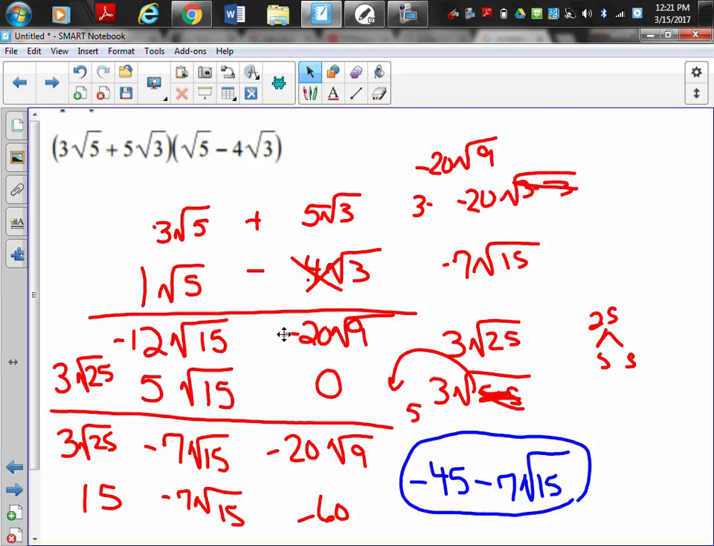Can you tell me how you got that negative 45? Because 15 and negative 60 have no radical, so you can put them together.